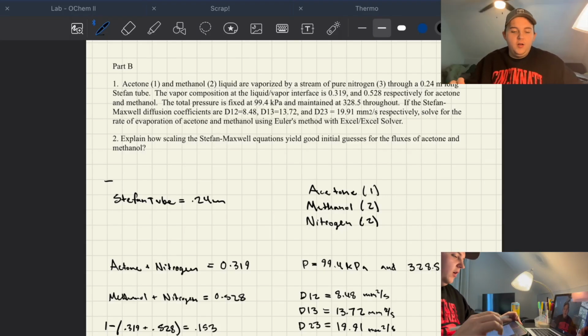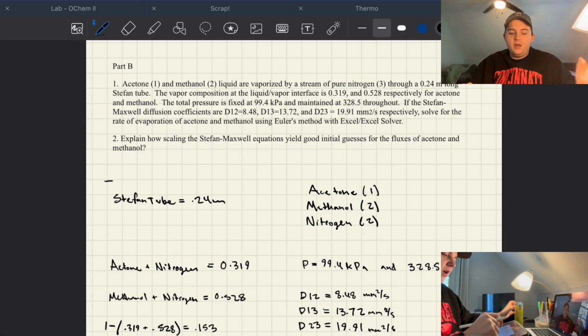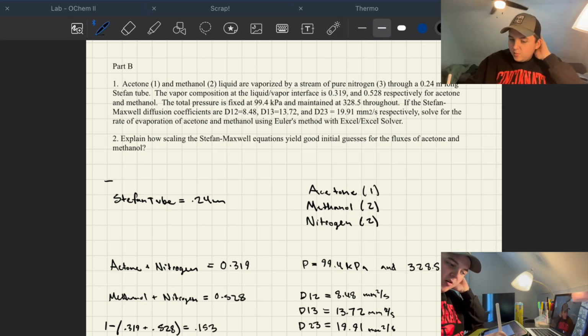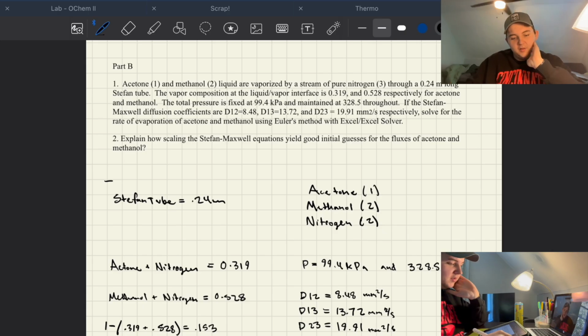Okay, we have homework 4, part B. The first question is: acetone and methanol liquid are vaporized by a stream of pure nitrogen through a 0.24 meter long Stefan tube.